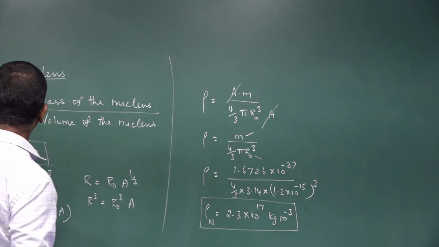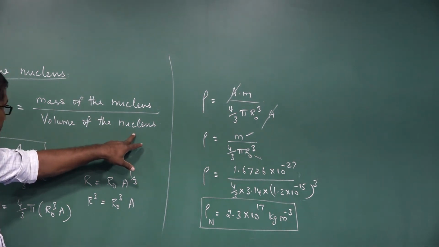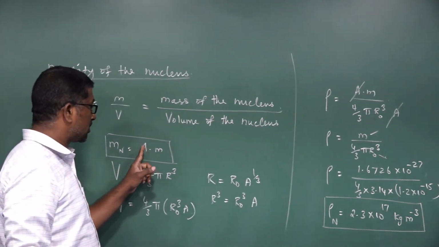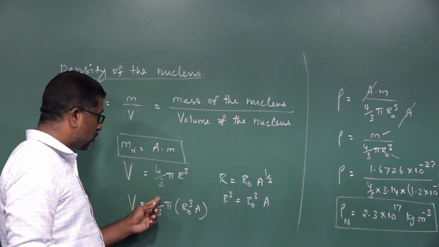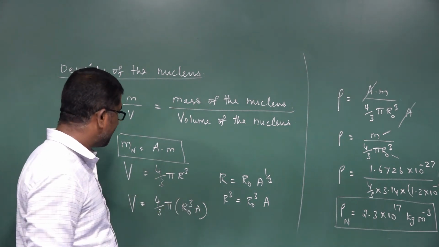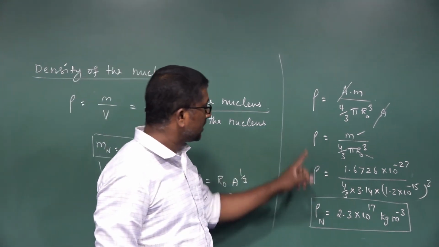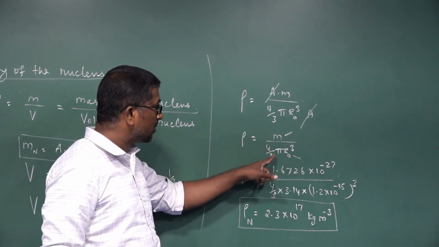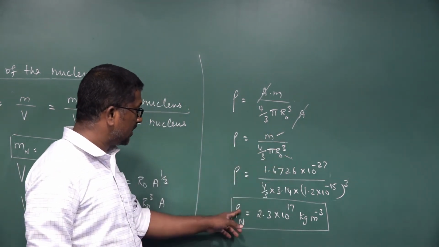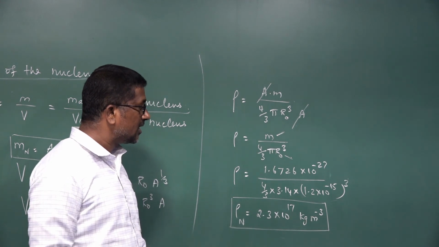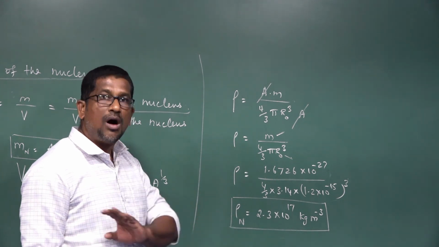So the density of the nucleus is nothing but the ratio of the mass of the nucleus to the volume of the nucleus. The mass of the nucleus is the product of mass number and mass of one proton, and the volume of the nucleus is 4 by 3 pi r naught cube into A. By substituting the M value and V value in this equation, we get rho equal to M divided by 4 by 3 pi r naught cube after simplification. Now substituting the constant values, we get 2.3 into 10 power plus 17 kilogram meter power minus 3. So this is the value of the density of all nuclei.